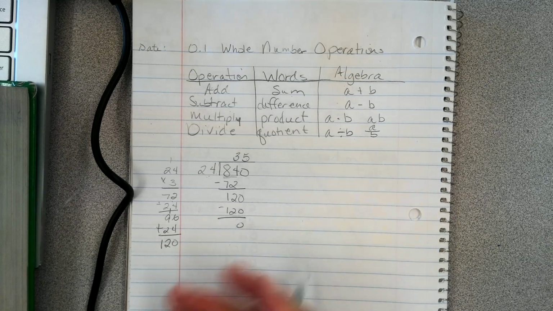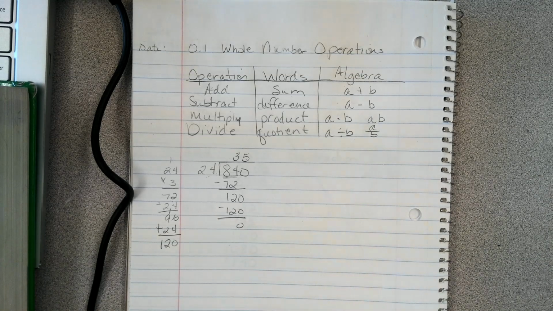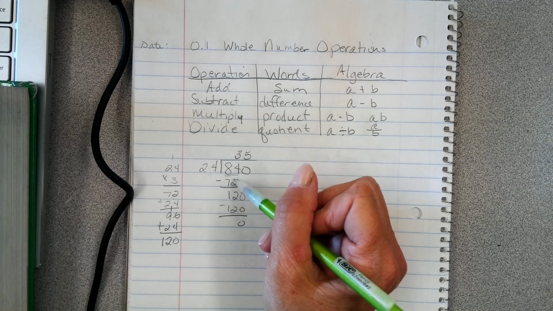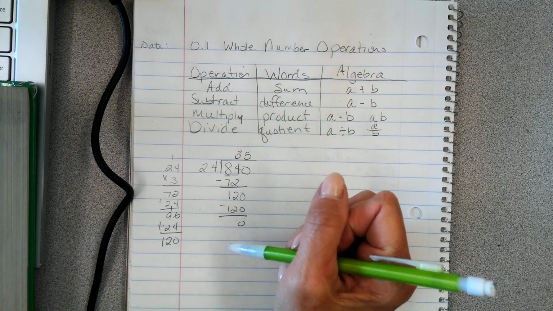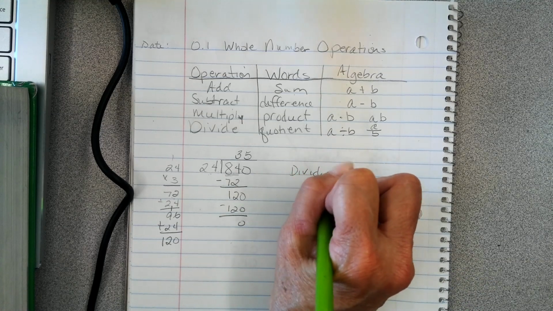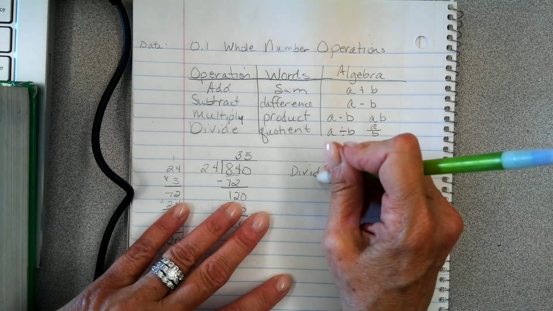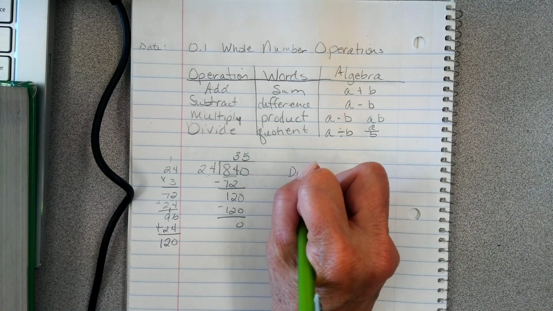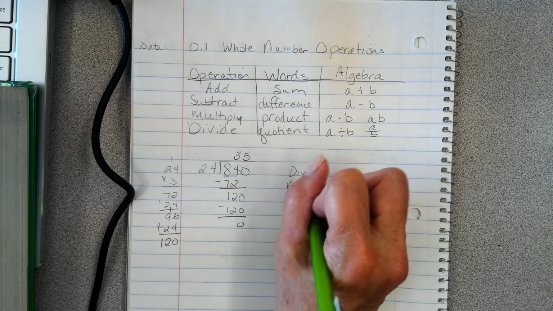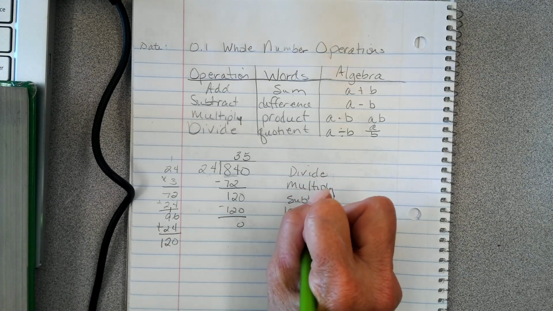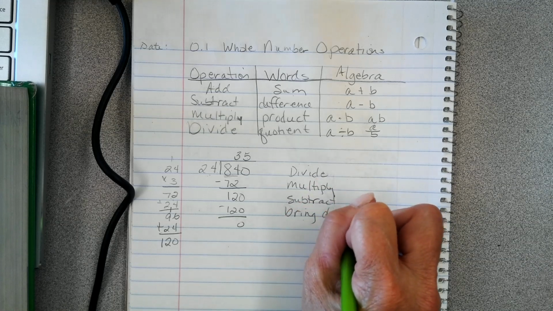Division tends to be a little bit tricky for people. If you know the process of dividing, multiplying, subtracting, bring down, then that's half of it right there. So let's just write that down: divide, multiply, subtract, bring down, and then repeat.